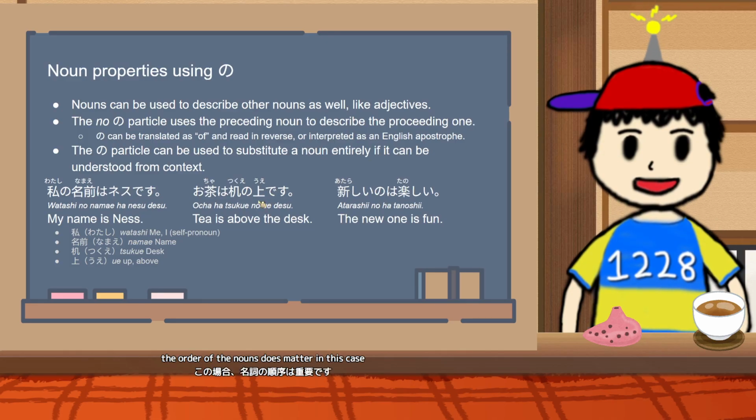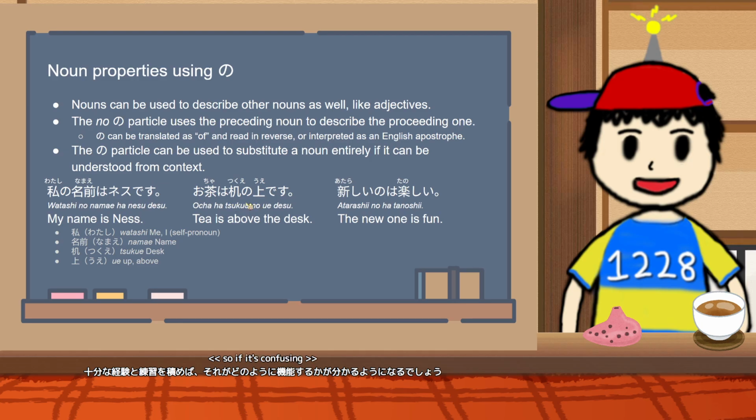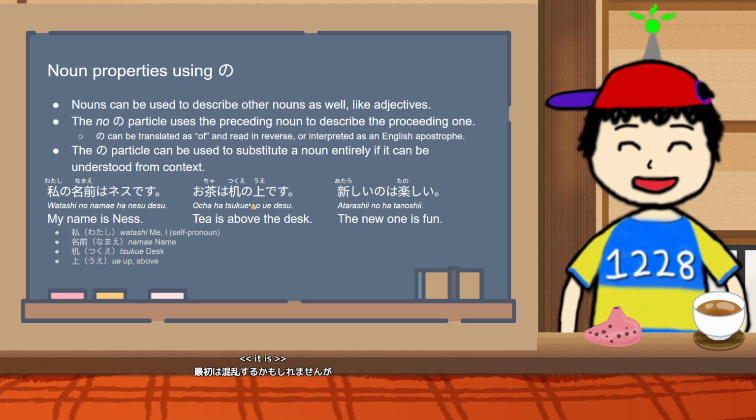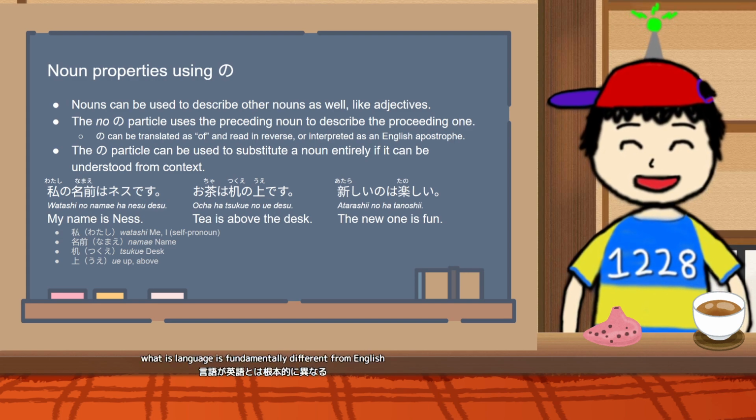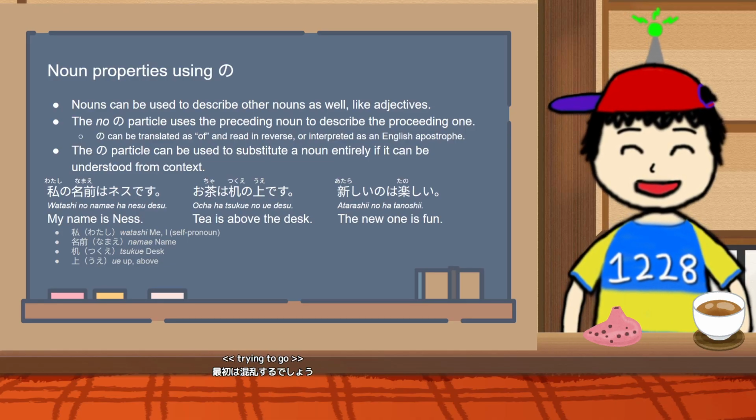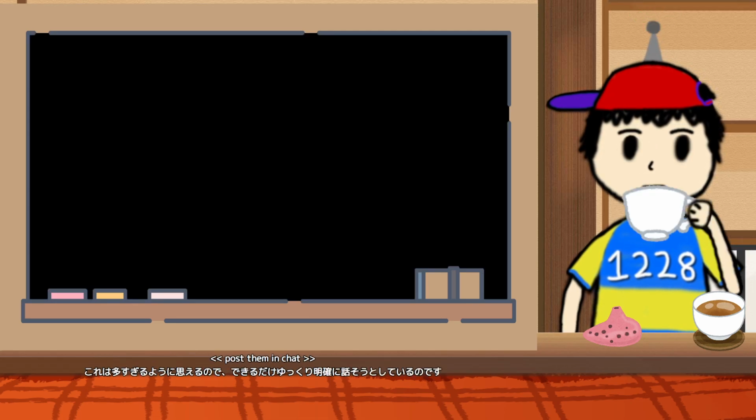And while it can be a bit hard to explain at first, with enough exposure and practice, you will get a feel for how it works. So if it's confusing at first, you are justified in being confused. It is confusing at first. I am once again restating that the Japanese language is fundamentally different from English. It's going to be confusing at first, and this seems like a lot, which is why I'm trying to go as slow and as clear as I can. If you have any questions, please post them in chat.